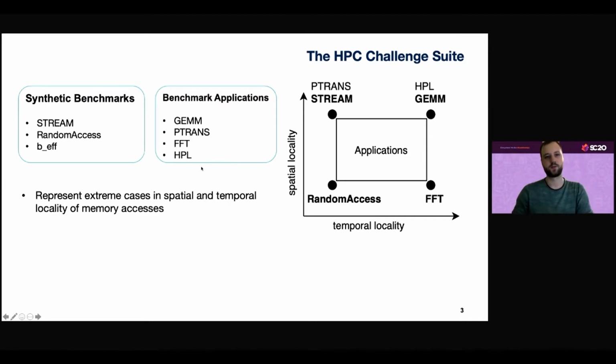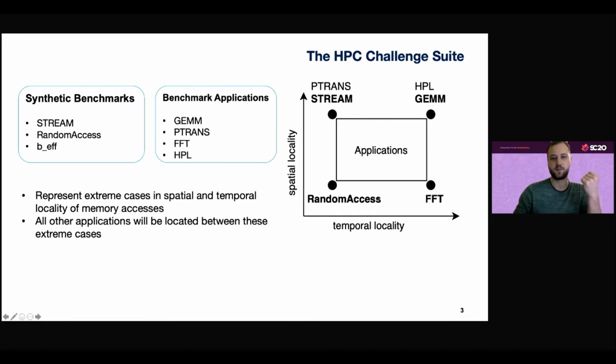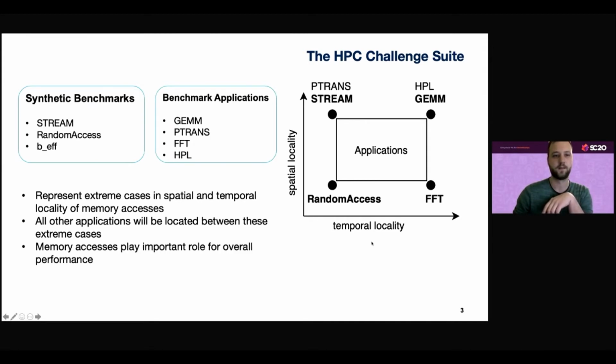These benchmarks were chosen to represent extreme cases in spatial locality and temporal locality of memory accesses. All other applications will be located, if you look at this figure, somewhere within this rectangle. To give an example, if we look at STREAM, we have very low temporal locality because we execute vector operations, so we just use every data item in the data array once, whereas we have high spatial locality because we always access subsequent values in the array. Memory accesses play an important role in the overall performance of an application, which is why these benchmarks and this setup were picked for the benchmark suite.